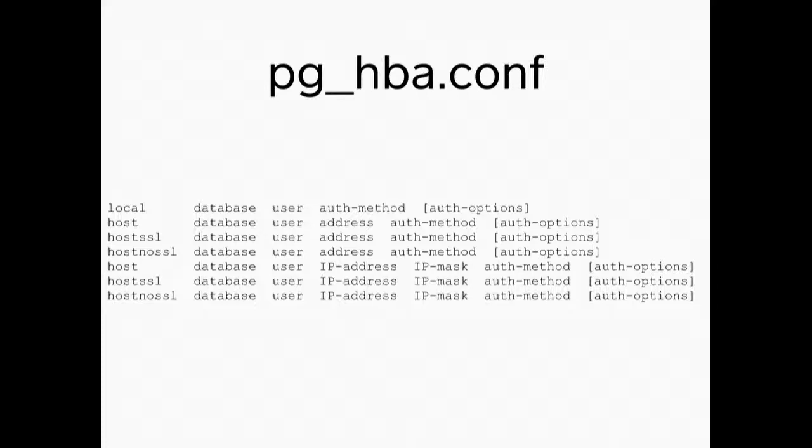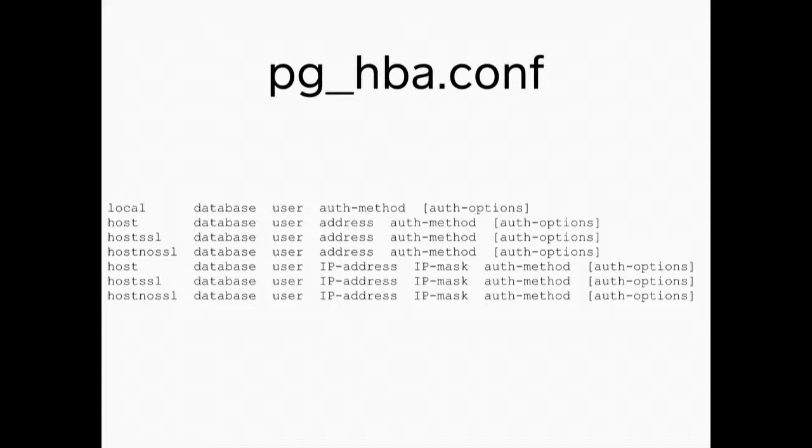So the specific format, the first column is how the client is allowed to connect. Local corresponds to Unix sockets, host is TCP/IP, host SSL and host no SSL basically explicitly say whether or not SSL is required. The second column is which database the record matches, and you can use all to match all databases, but that's generally frowned upon. There are special cases here like replication, and we'll talk about that later.